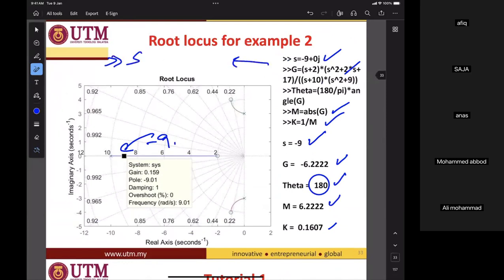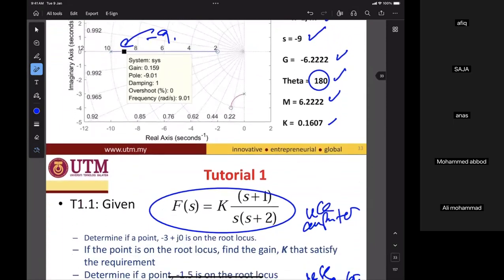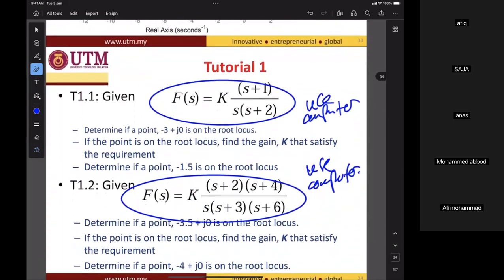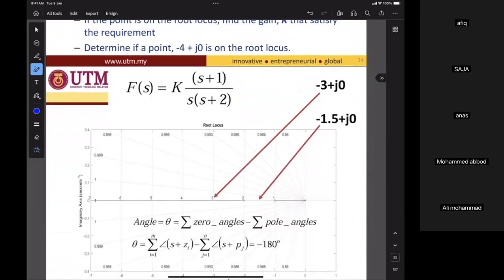At the prompt, you have to define TF is equal to S. Is it that you have to define it? No need, because you just use this formula, this coding. If theta is not equal to 180, it means the condition is not satisfied, so there is no need to proceed to the gain calculation. So there is an answer here.